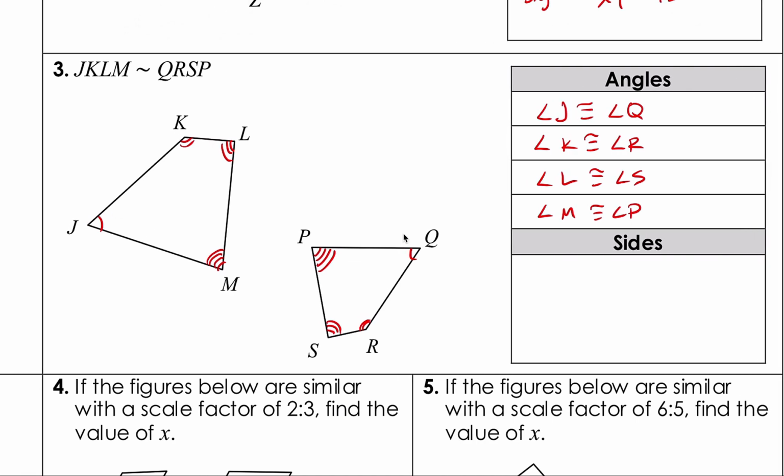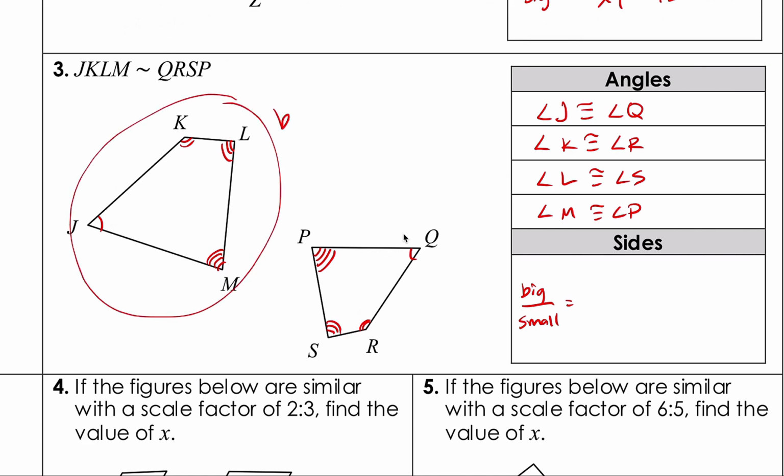Okay, now let's look at the sides. Which sides are corresponding? Again, let's go backwards. I'm going to go from big on the top to small, just to show you that we don't always have to put small in the numerator. We can put the big one in the numerator. So let's pick a big side. You can tell from here, maybe you can't, that this is the big quadrilateral, and this one is the small quadrilateral.